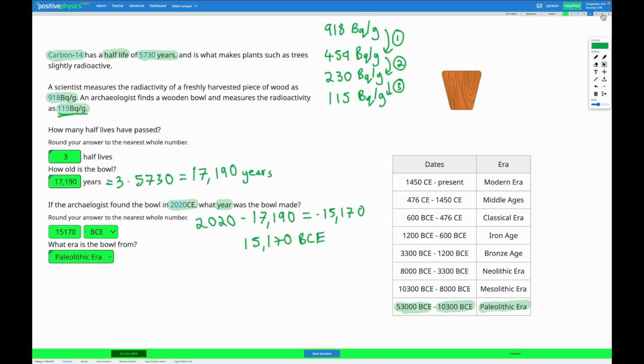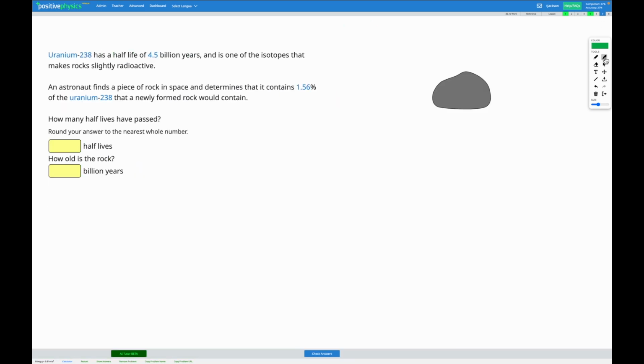Let's do one last question. In this question, we're told uranium-238 has a half-life of 4.5 billion years, and it's one of the isotopes that makes rocks slightly radioactive. We're told an astronaut finds a piece of rock in space, and it contains 1.56% of the uranium-238 that a newly formed rock would contain. Our goal is to figure out how old is the rock.